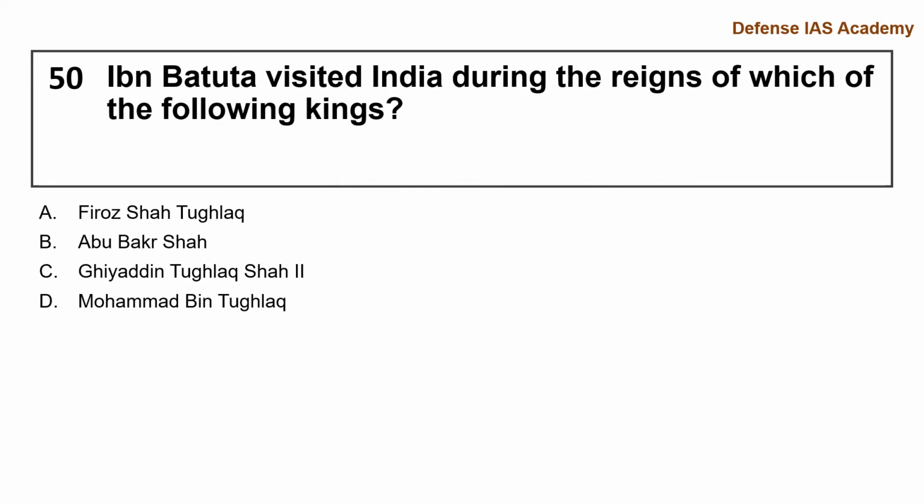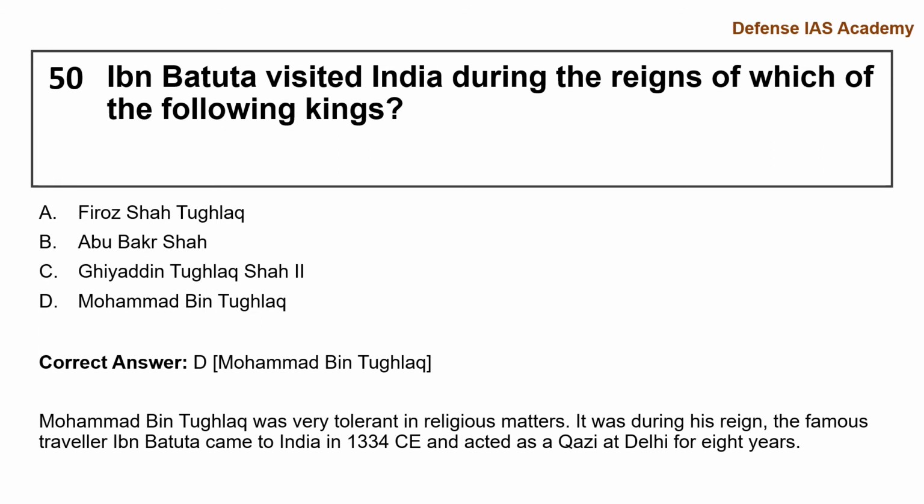Question number 50. Ibn Battuta visited India during the reign of which of the following kings? The correct answer is option D, Muhammad bin Tughlaq. Muhammad bin Tughlaq was very tolerant in religious matters. It was during his reign that the famous traveller Ibn Battuta came to India in 1334 CE and acted as a Qazi at Delhi for 8 years.